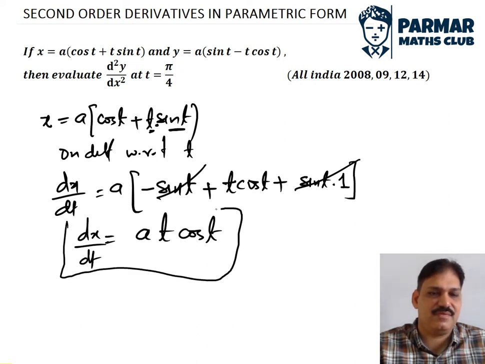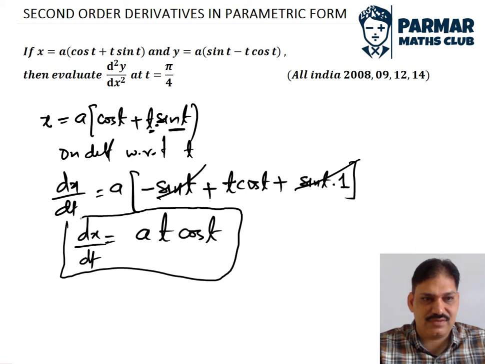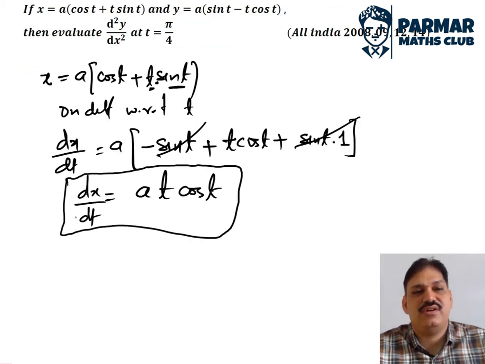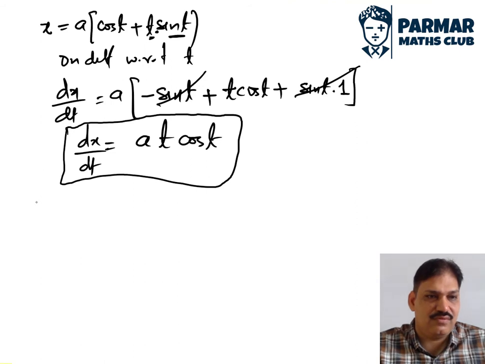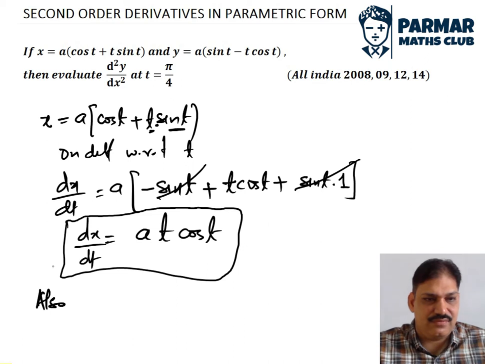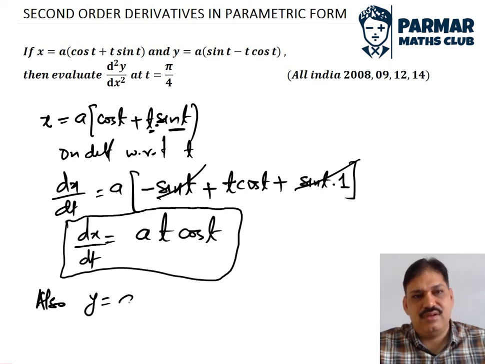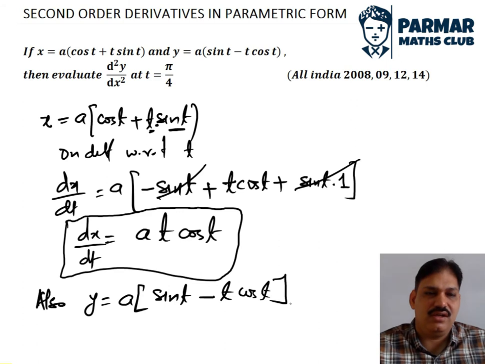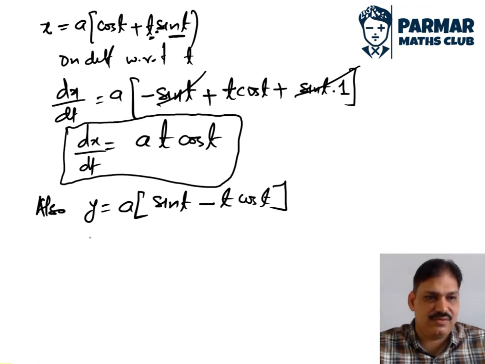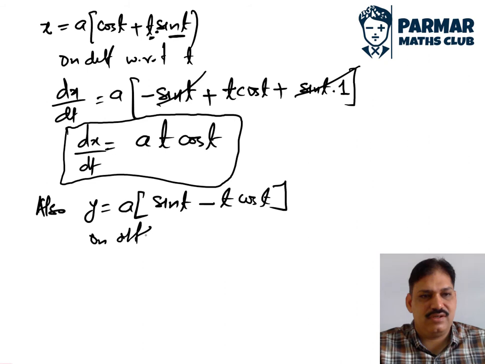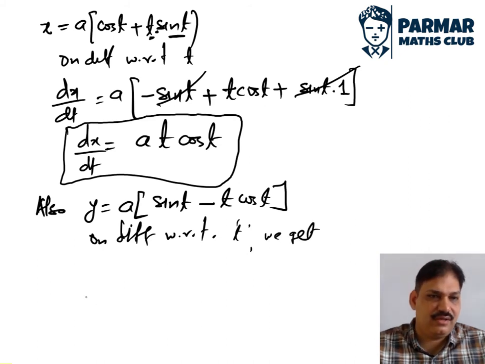The derivative of x with respect to t, the reciprocal of this will be needed while finding the second order derivative. Well, also, what about y? We have y is equal to a times sin t minus t times cos t. Here again we differentiate with respect to t.